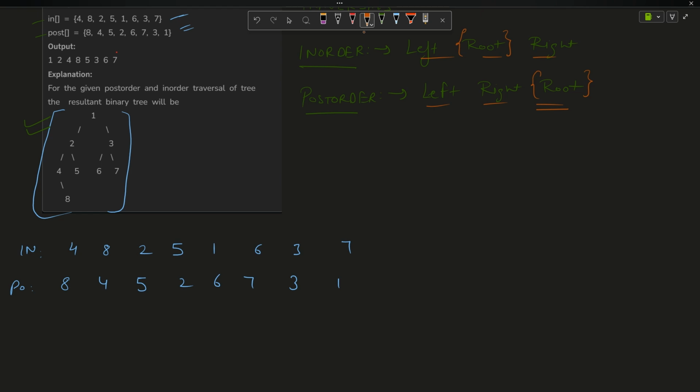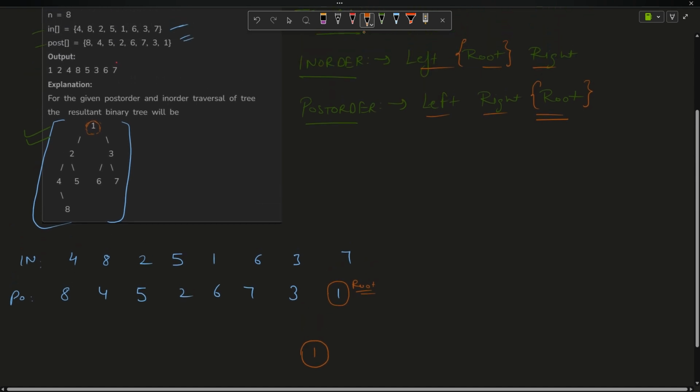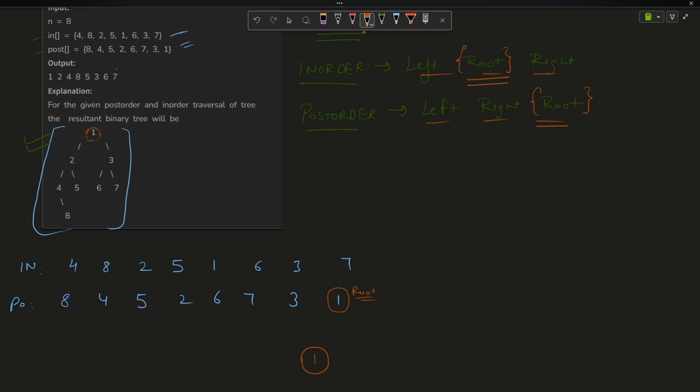So does that mean that the last element in the postorder traversal is my root? Yes, as a matter of fact, it is, and you can verify this from this figure also. Okay, I have got my root. I will make my root 1. Now the inorder says that I traverse root in between. Let me find the value where 1 is occurring. Okay, this 1 is right here.